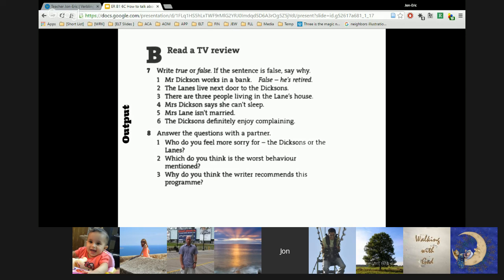Mr. David, number 3. There are 3 people living in the Lanes' house. True. Who are they? Do you remember? The mother and her 2 children. And what kind of children does she have? She has a daughter and a boy. She's got a graffiti painting daughter and a football playing son or something like that. Okay, that's it.